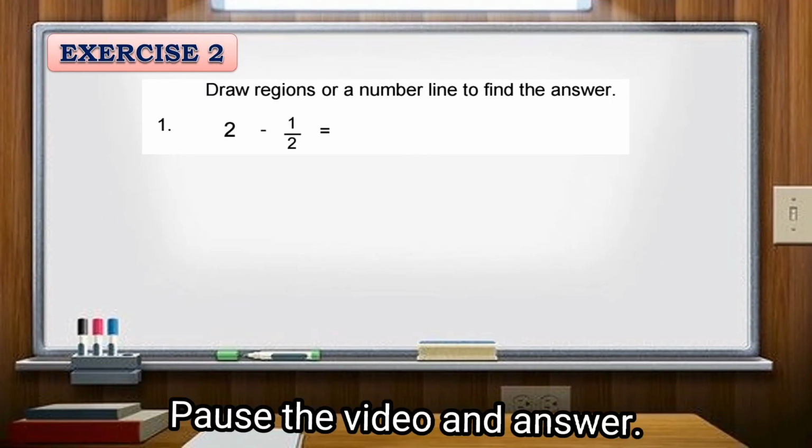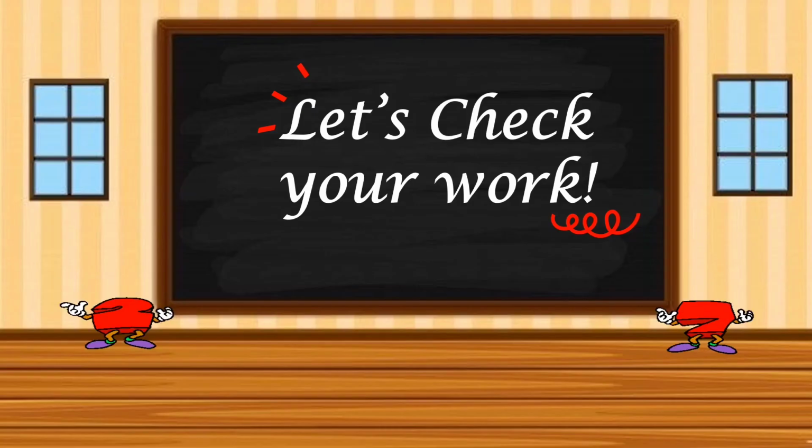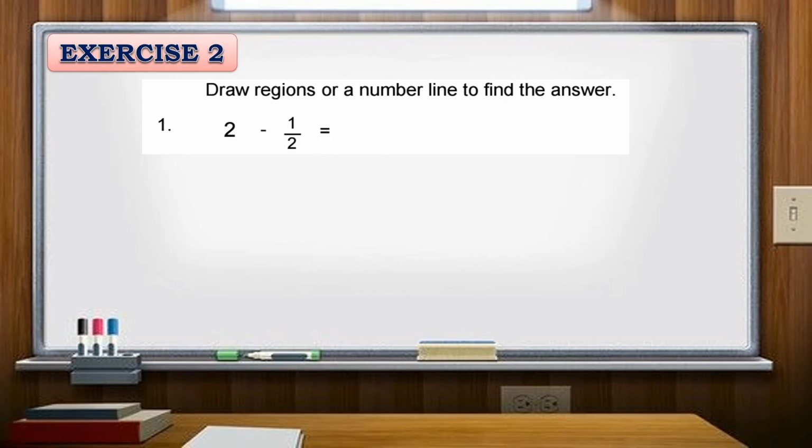Let's answer exercise 2. Draw regions or a number line to find the answer. Let's check your work. Number 1, 2 minus 1/2. First, let's draw regions that represent 2 wholes. We will use 2 rectangles to represent 2 wholes, and we will divide the last rectangle equally into 2 equal parts, following the denominator of the given fraction 1/2.